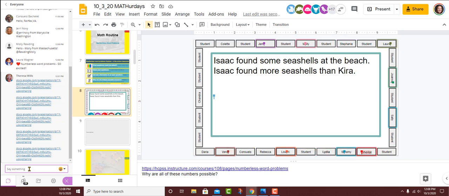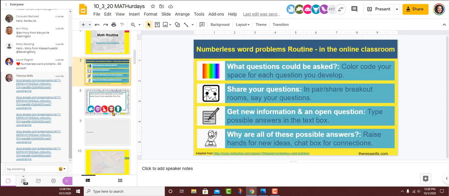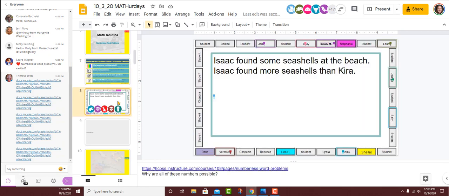And we're going to start off with these two sentences. Isaac found some seashells at the beach. Isaac found more seashells than Kira. I'm going to ask you at this point, what questions could be asked? So given this, what kinds of questions could we ask?